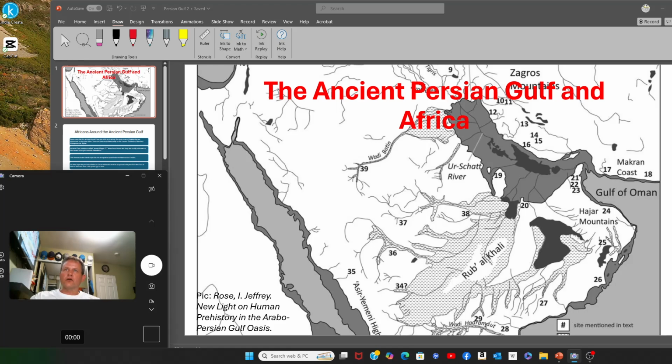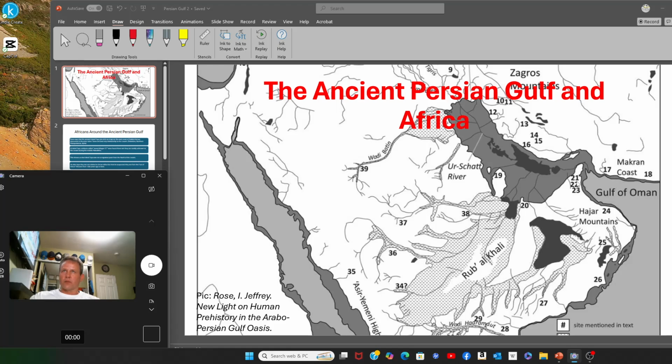And the thing that we notice here is that in the north, there's no sites. Then we have a series of sites here in the middle, and then a series of continuous sites here down at the bottom. So you can kind of see that people were traveling through the middle area, avoiding the deserts, and they were traveling around the southern rim of Arabia.